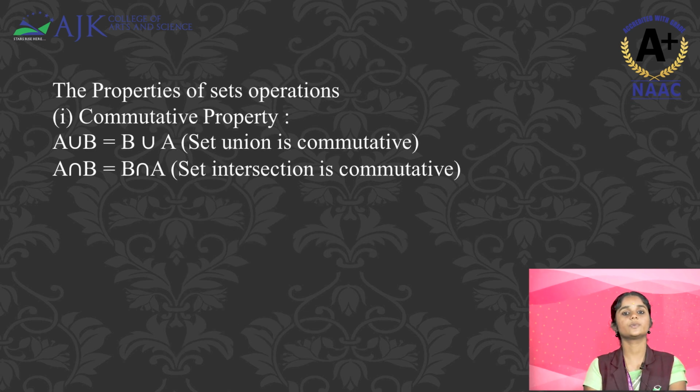So next are the properties of set operations. There are many properties. The first property is the commutative property. The commutative property means A union B equals B union A.